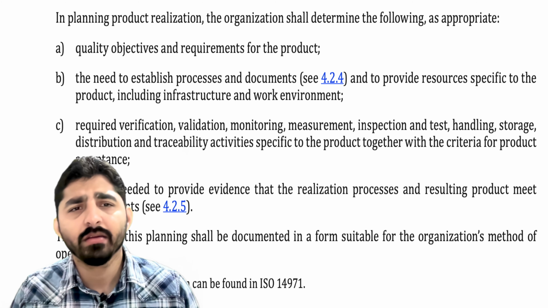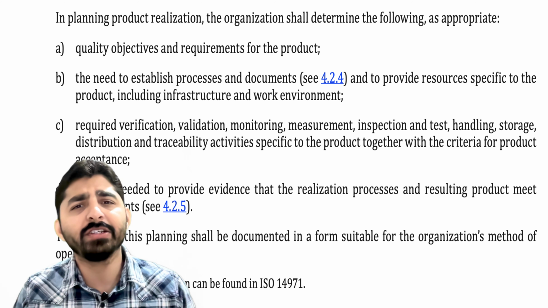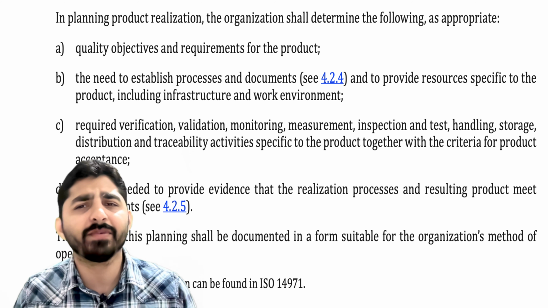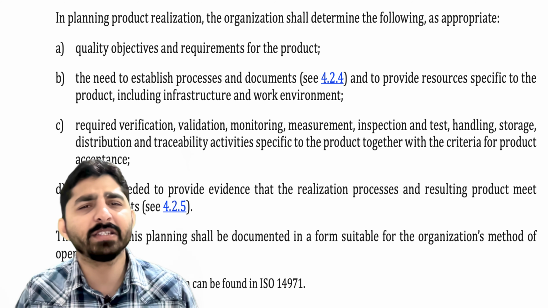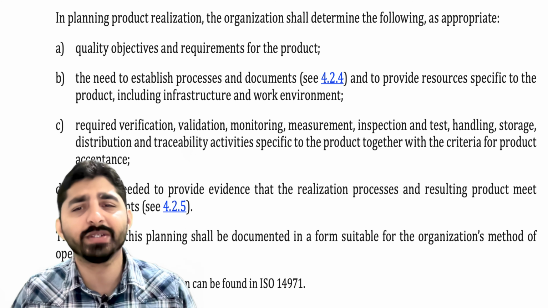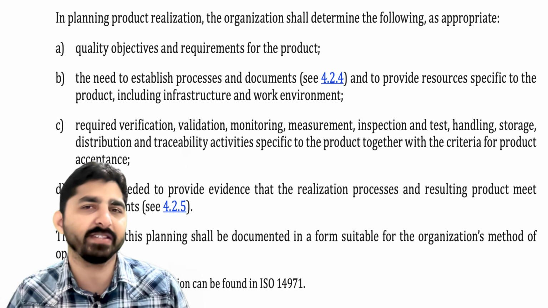7.1D. Records needed to provide evidence that the realization processes and resulting product meet the requirements. The output of this planning shall be documented in a form suitable for the organization's method of operations.